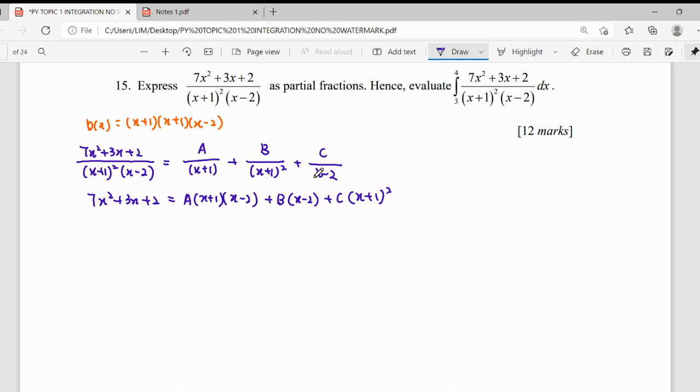Notice that in our equation we have 3 unknowns. When we have 3 unknowns, we have to let x be 3 values so that we can build up 3 simultaneous equations. The easiest is to let x equal the roots. So x equals negative 1, and the other root is x equals 2. Lastly, when we don't have any roots left, we can pick a random number. To make it easier to calculate, I will pick 0.